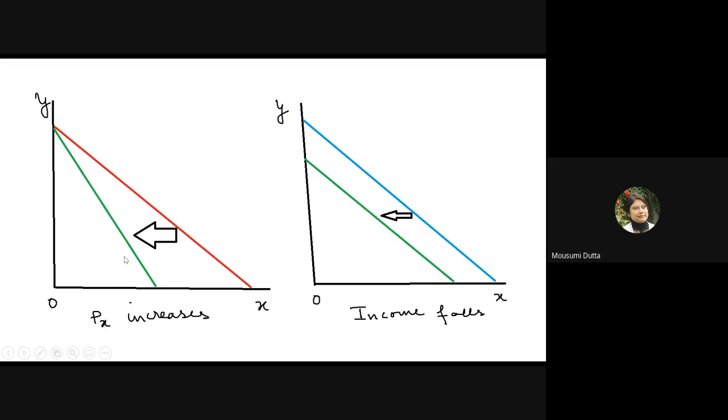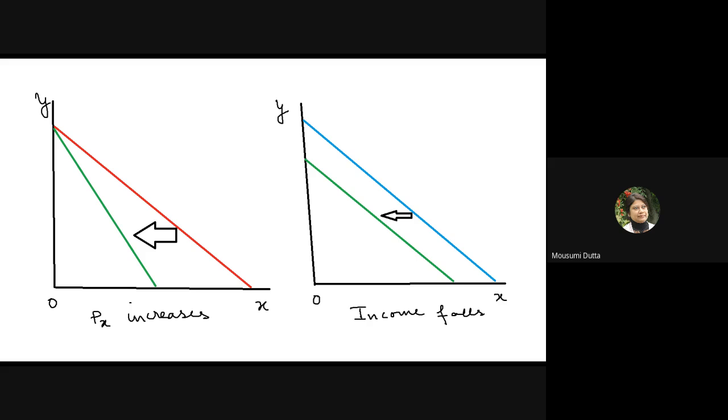Other things remaining constant, if the price of X increases, there will be a shrink in the affordable zone. On the other hand, if there is a reduction in Px, the budget line will become flatter and the affordable zone will increase. Similarly, if income falls, other things remaining constant, the affordable zone is falling. On the other hand, if income increases, the amount of affordable zone is increasing.